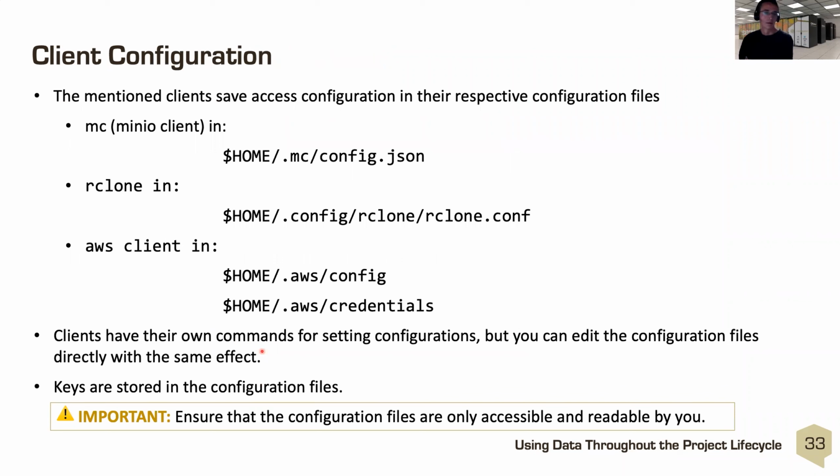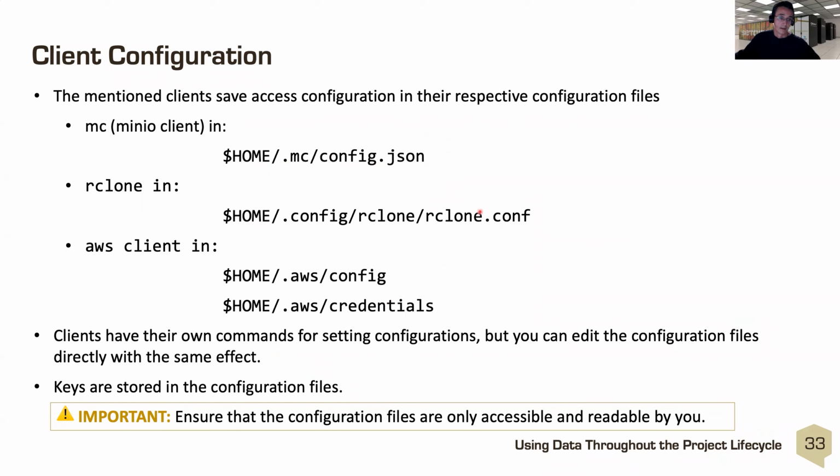So basically, the configuration for all the clients is stored in configuration files. In the case of the MC client, this is the path, and this is the file where the configuration is stored. It will store the endpoint and the access keys there. For rclone, this is the file, and for the AWS client, it uses 2 files. But again, endpoint and access keys are going to be stored there.